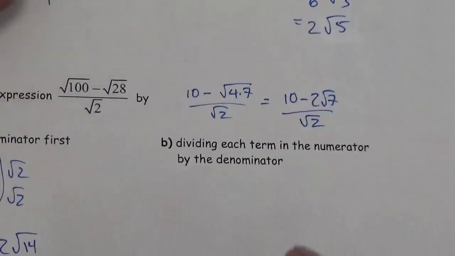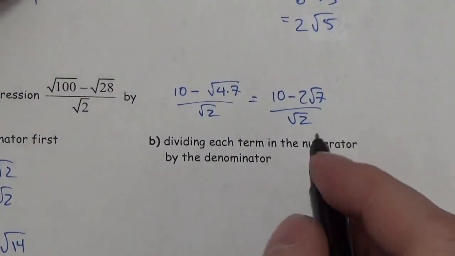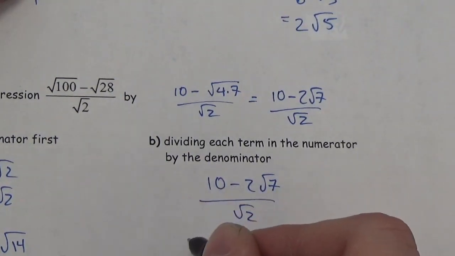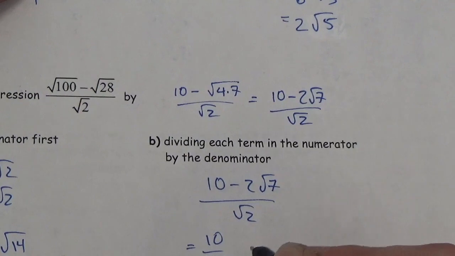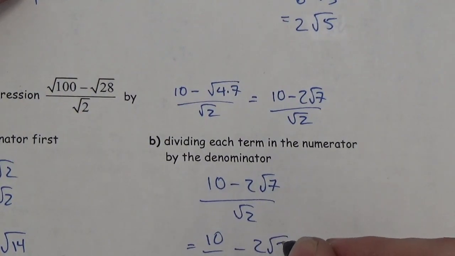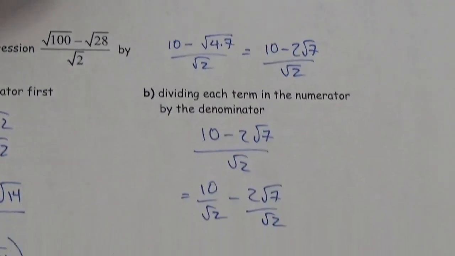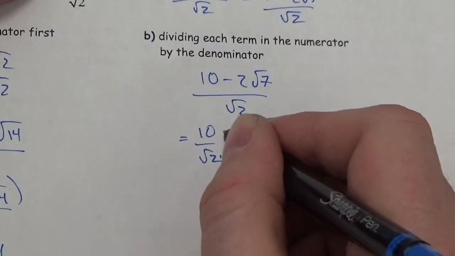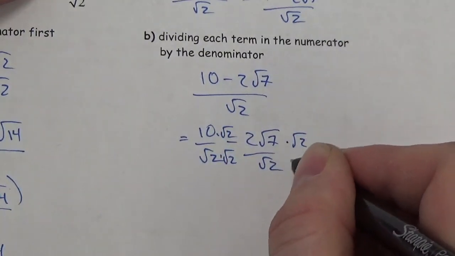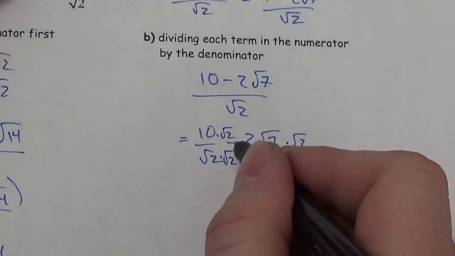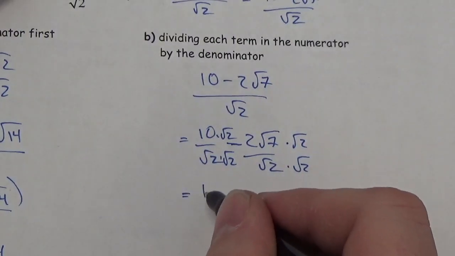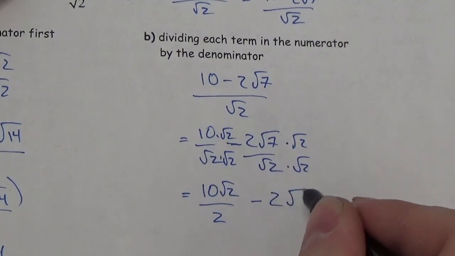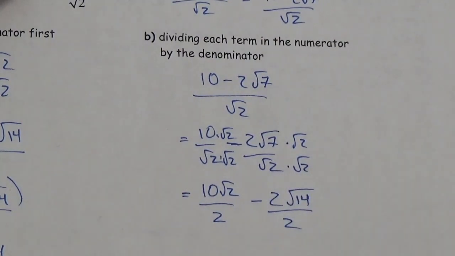So now, here, it says dividing each term in the numerator by the denominator, so I've got 10 minus 2 root 7 over root 2. And I'll make this 10 over root 2 minus 2 root 7 over root 2. And now I'm going to rationalize in both cases. So in both cases, I'm going to multiply by root 2 over root 2. Now it's gotten messy here. Bear in mind there's still a subtraction there. So this will become 10 root 2 over 2 minus 2 root 14 over 2.